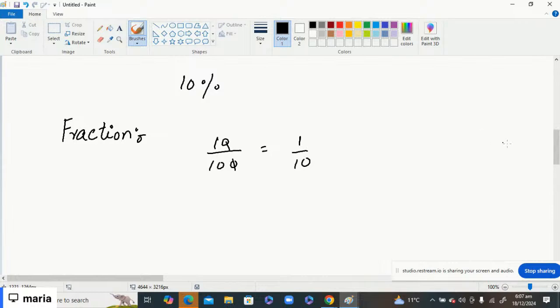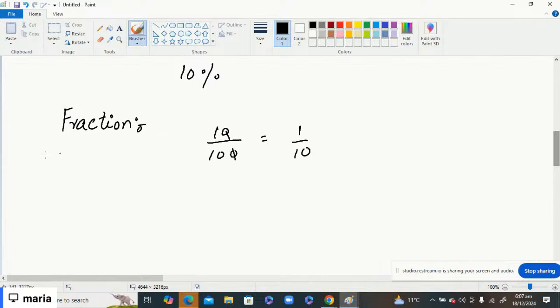And now if they are saying convert into decimals, 10 by 100 is the same thing. Then you divide 10 over 100. That becomes 0.1. This is in the form of decimals. This is in the form of fraction. This is in the form of decimal. The same number we are going to convert in both ways.